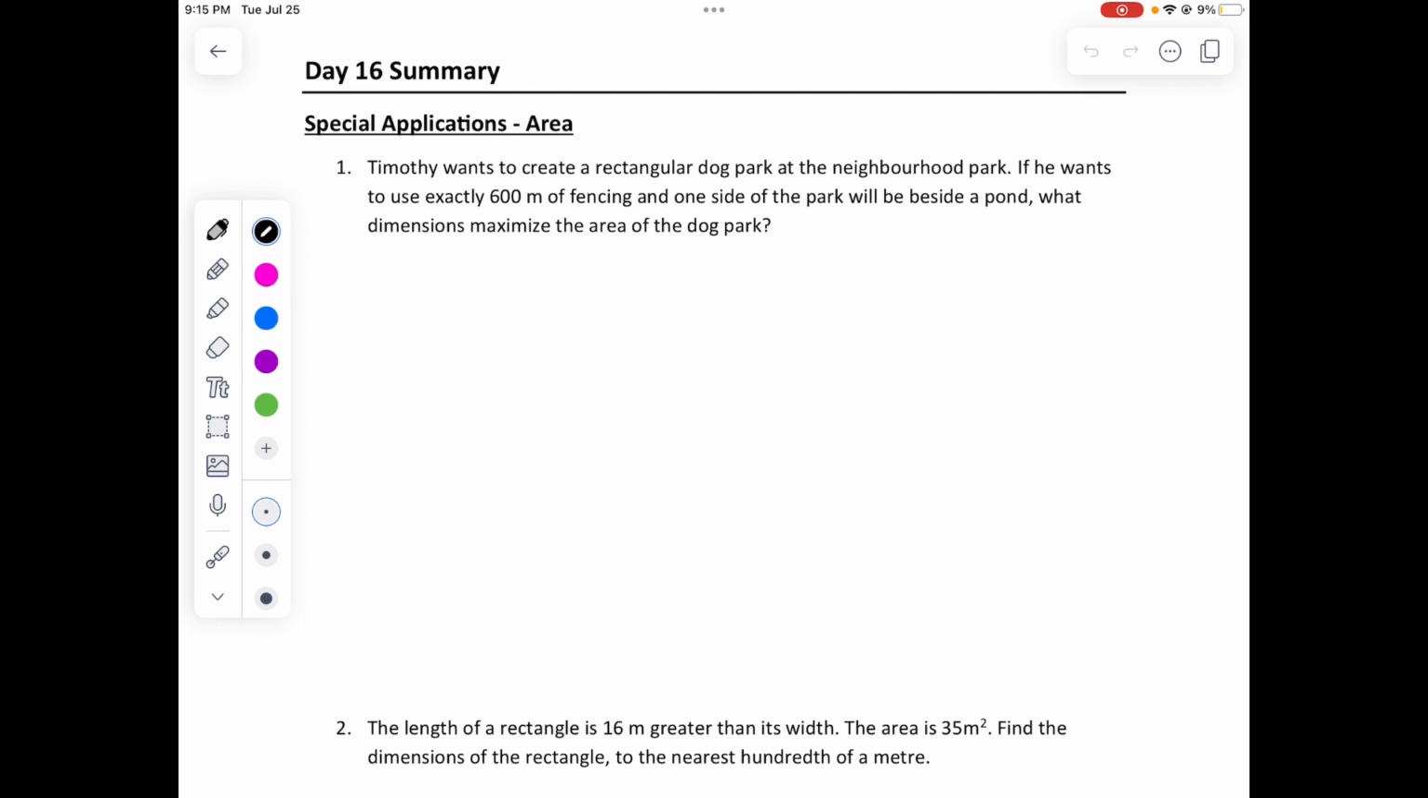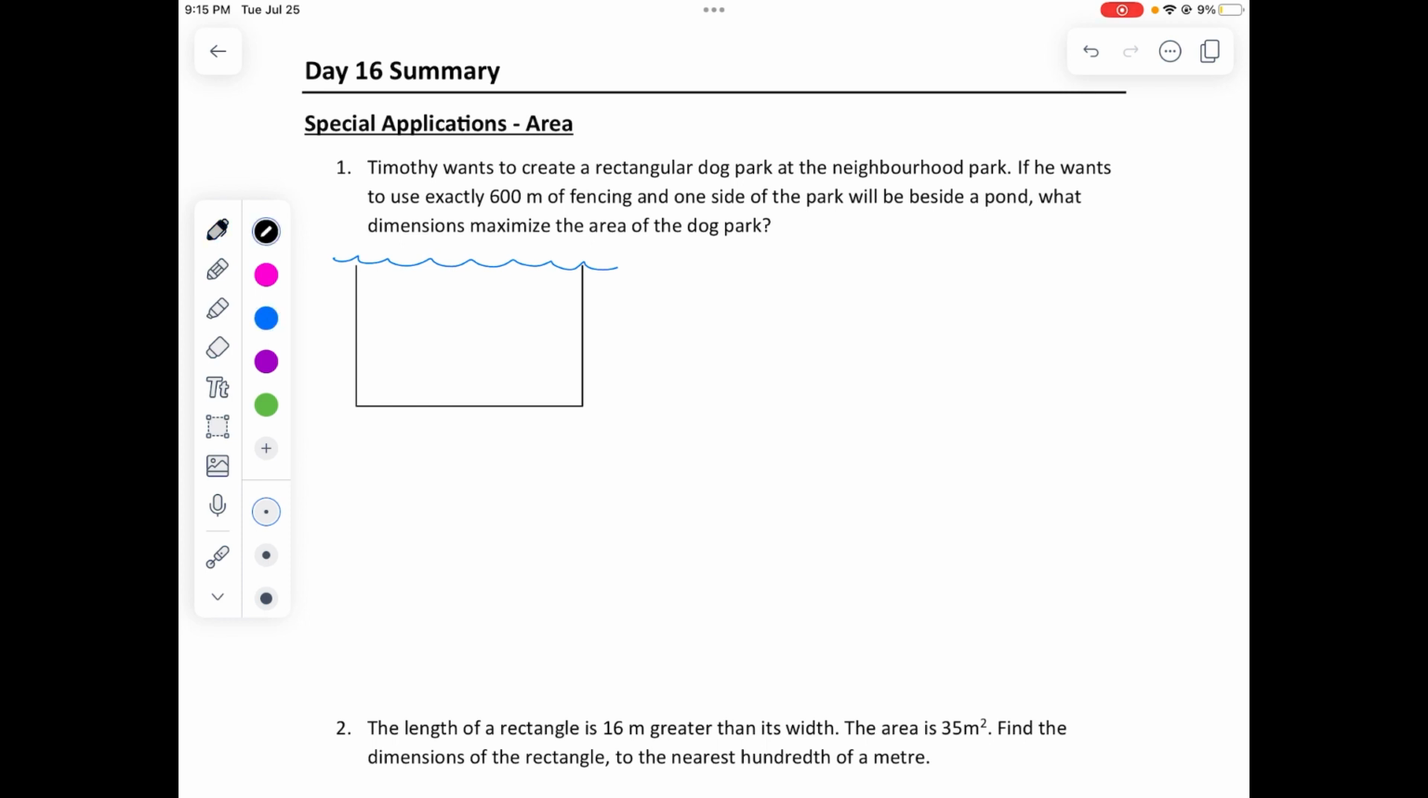Okay, so first I'm gonna just draw a picture so we can see what's happening here. So we wanna have a fenced in area. However, it's only fenced in on three sides. Okay, so we would have something like this. And because the one side is beside the pond, I guess we're not putting a fence there. So we'd have water here. So we're only fencing three of the sides.